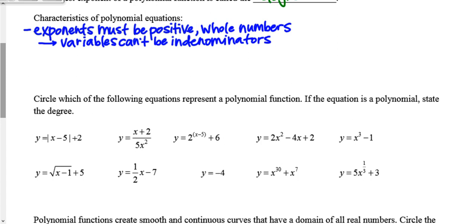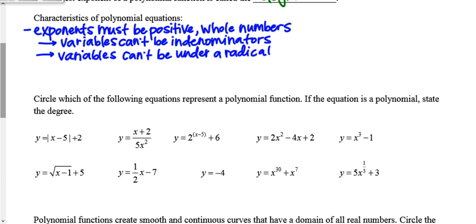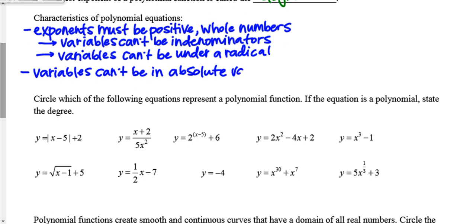And I know that sounds kind of strange that that's related to the first thing I said, but if you have a variable in the denominator, so in the bottom of a fraction, that actually means you have a negative exponent. And the other thing related to that is that variables can't be under a radical. Again, kind of a strange thing to be related to the first statement, but what that means is that your exponent is a fraction, so then we wouldn't have a whole number exponent. And then the other thing that I do want you guys to look out for is absolute value brackets. So this is unrelated, just kind of a separate idea. Variables can't be in absolute value brackets. And we're going to talk about what's bad about absolute value when we get to the graphs.